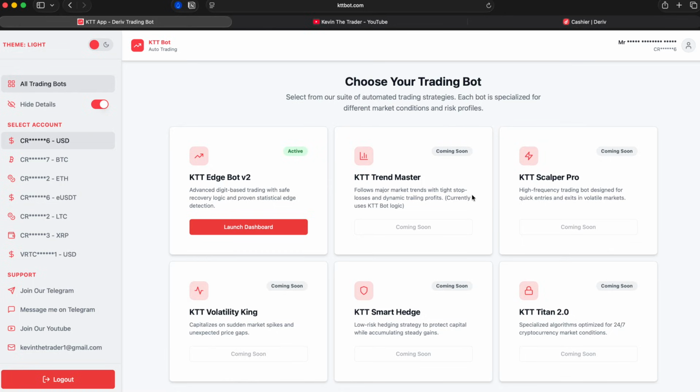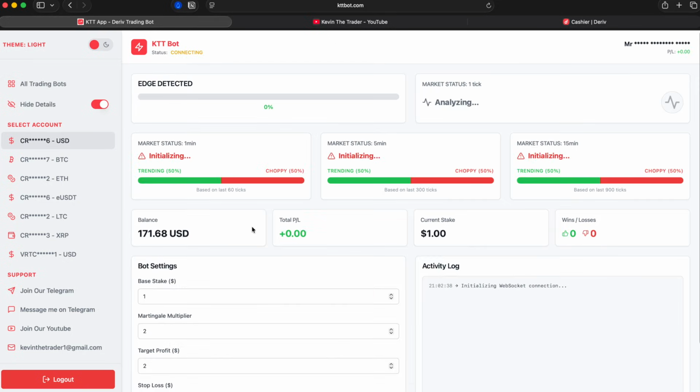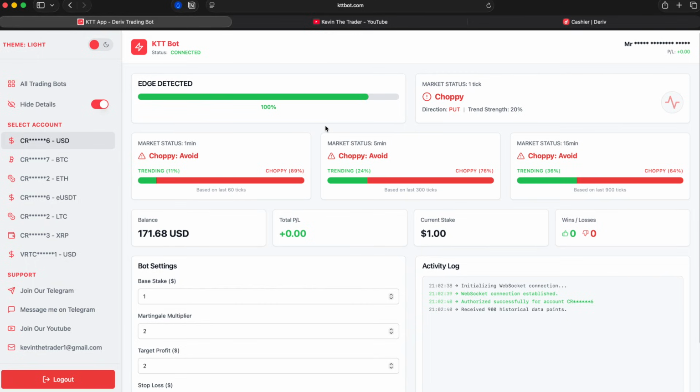So first of all, I just want to show you how we work with the KTT Edge bot version 2. The other one was version 1. Now this is version 2 because this is an upgraded version of the other bot. I'm just going to launch my dashboard. First of all, as you can see, there is edge detected here. Then we have a market status with 1 tick.